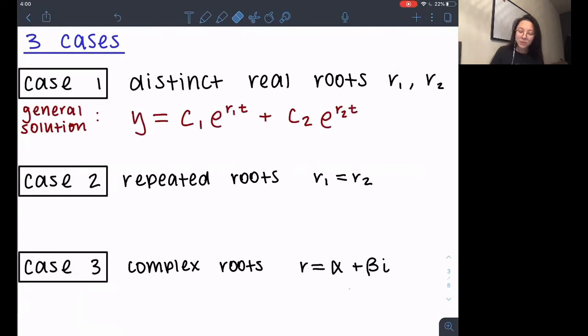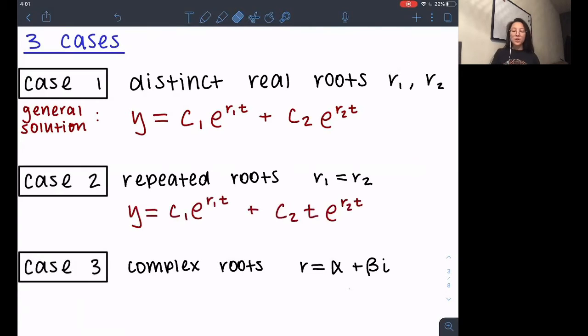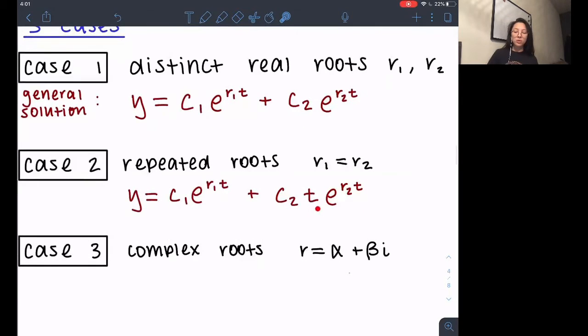For case 1, pretty straightforward, the general solution is y equals c1 e to the r1t plus c2 e to the r2t. We're just plugging in r1 here and r2 here. Next, the general solution for case 2 is y equals c1 e to the r1t plus c2 t e to the r2t. I will give you more information on where this t is derived from. This is really helpful when we have repeated roots because we need the solutions to be different.